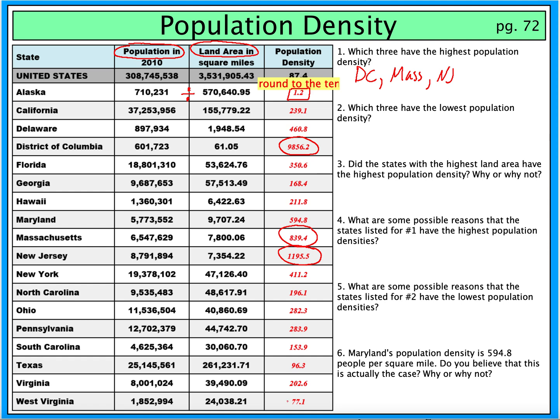We also kind of see down here, we have West Virginia. Could be surprising. Depends.